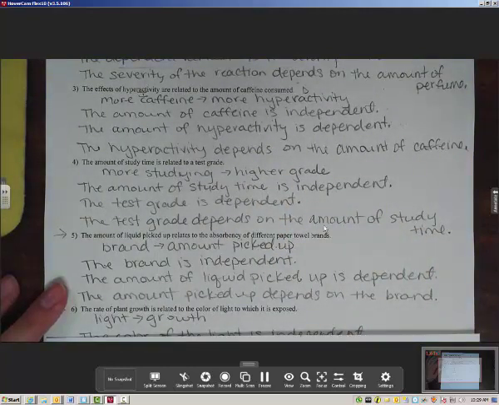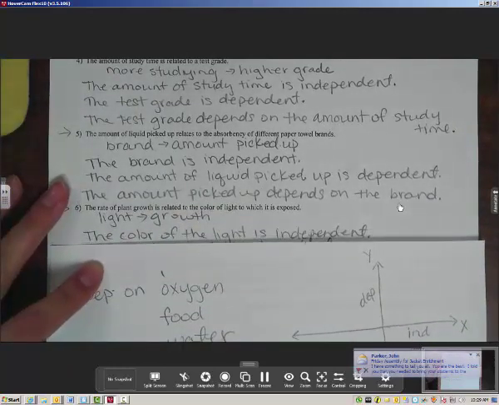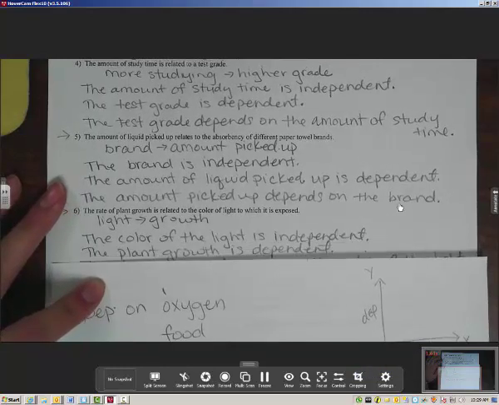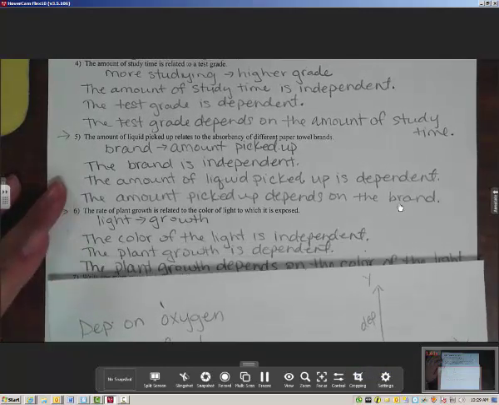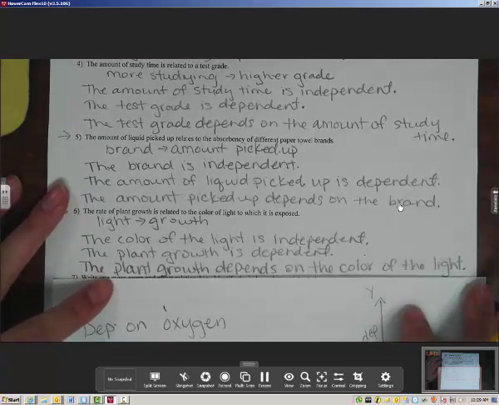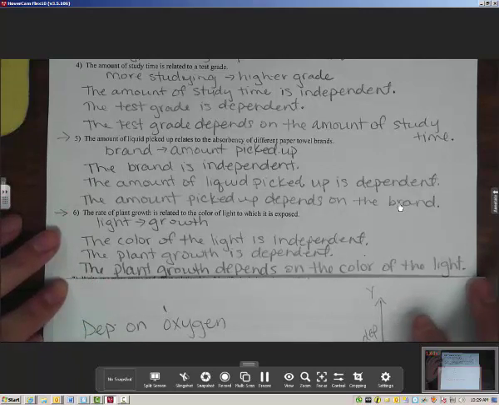Let me see here. Scoot it up some. So the color of light is independent. My plant doesn't affect my light, but my light affects my plant. So the plant growth is dependent, and the plant growth depends on the color of light. Okay, so those are my 3 statements. Again, make sure on all of these you start with a capital letter, you end with a period, so that they're a complete sentence, because if it's not complete sentences, then I will count off on the homework.